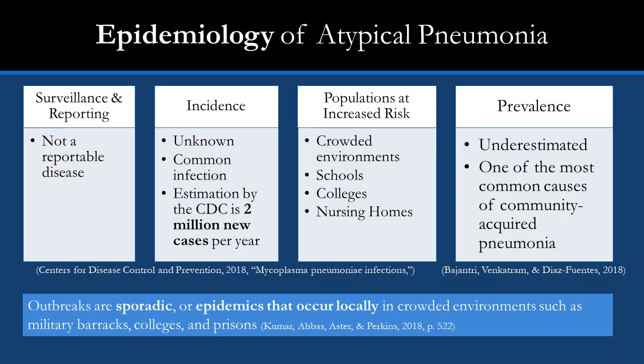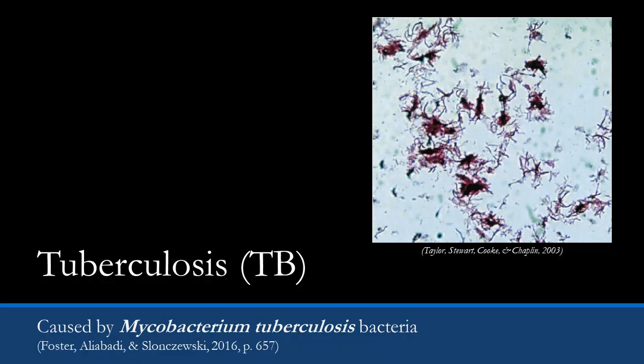The next disease of the respiratory tract is tuberculosis. There are two main forms of TB: latent TB, in which you are infected but are not actively sick, and active TB disease that needs treatment and is contagious. Tuberculosis is considered to be a form of chronic pneumonia.